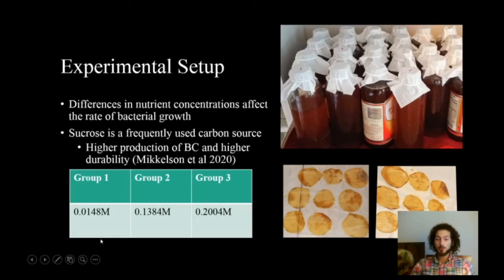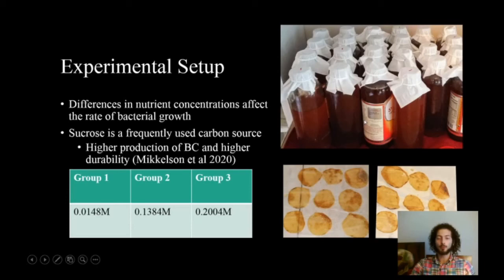And sucrose has been shown to have the highest production of bacterial cellulose over periods longer than 84 hours. It's the lowest production in the first 84 hours because the sucrose has to be hydrolyzed into glucose and fructose in the periplasmic space before it can enter the cells and be used for fuel. Sucrose is also thought to increase how the cellulose nanofibrils are interwoven with each other.